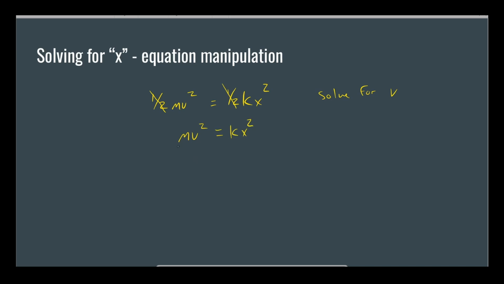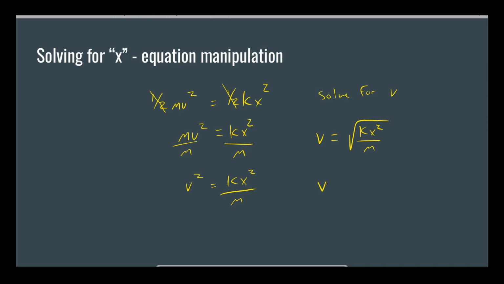All right, and then I can divide by m. That helps me get v by itself. And I have v squared is equal to kx squared over m. All right, and then I'm going to just move over here and write this again, because one thing I can do now is I should probably square root that. So if I square root both sides, I'll end up with v is equal to the square root of kx squared over m. And then there's actually one more simplification we can make here.